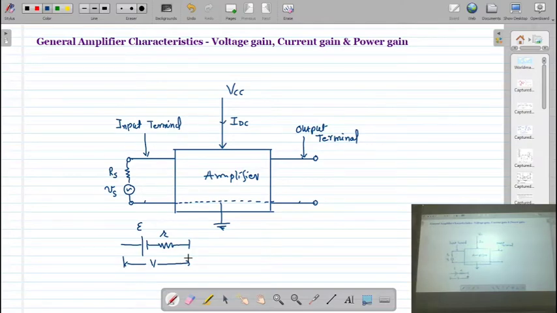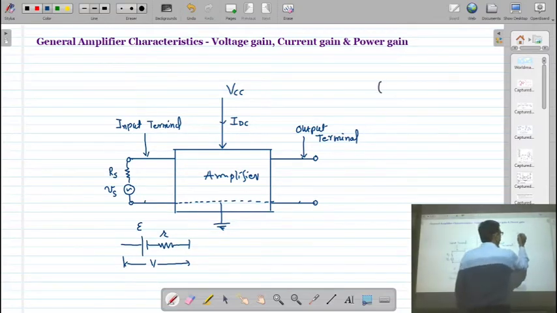In the same way, suppose I take the example of a microphone. What is a microphone? Inside the microphone there is a coil and there is a magnet. A permanent magnet is there, and surrounding the permanent magnet the coil will be there.